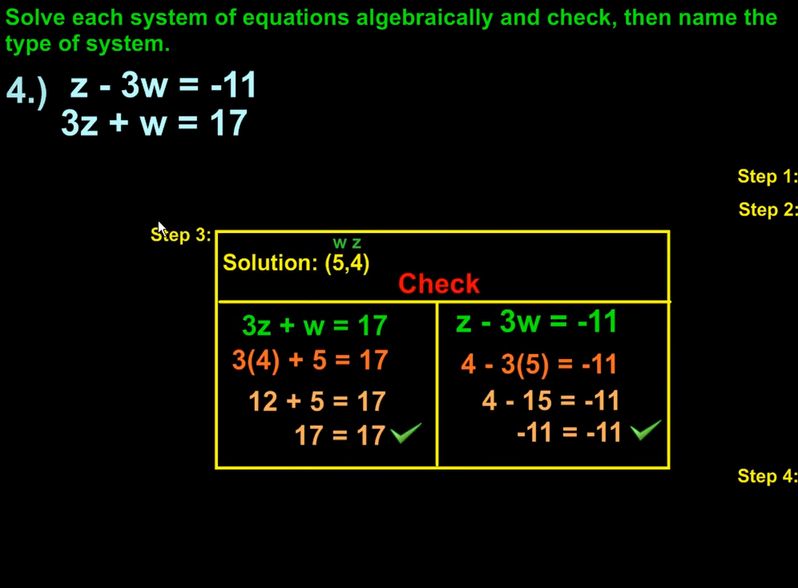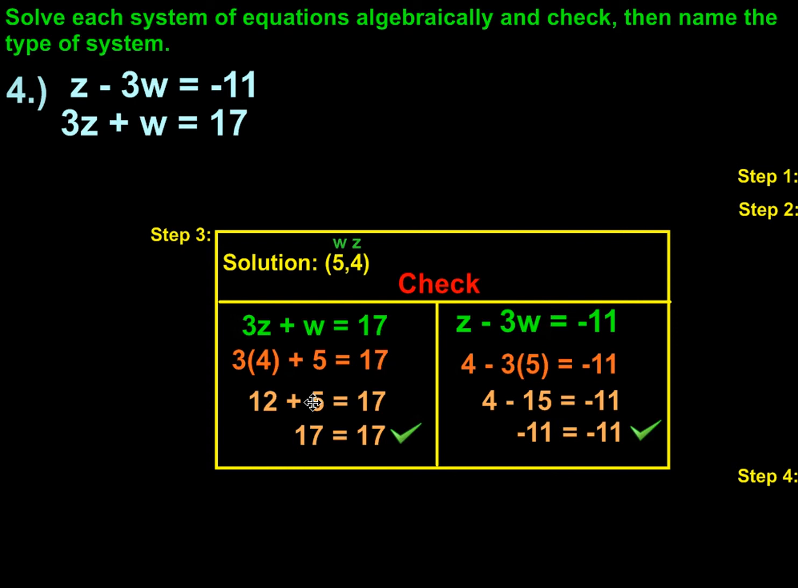So, keeping in mind that the coordinates are placed in alphabetical order, even though I found z first, it doesn't matter. z is still the second number alphabetically. It comes behind w. So my solution is 5, 4. And now to check that, I'm going to plug 5 and 4 into each of the equations for w and for z. So I have 3z plus w equals 17, which gives me 3 times 4 plus 5 equals 17.